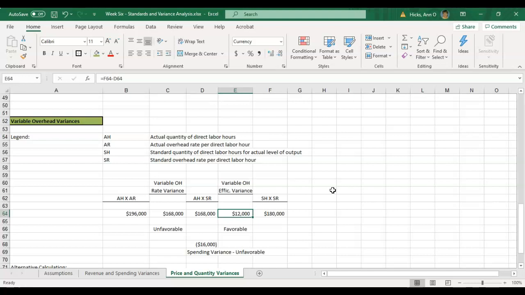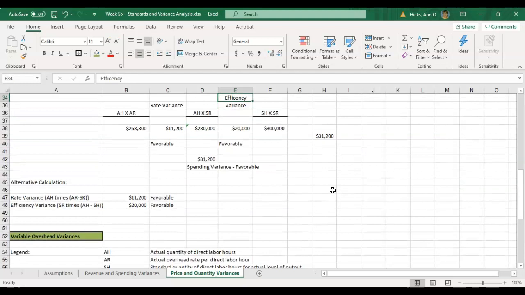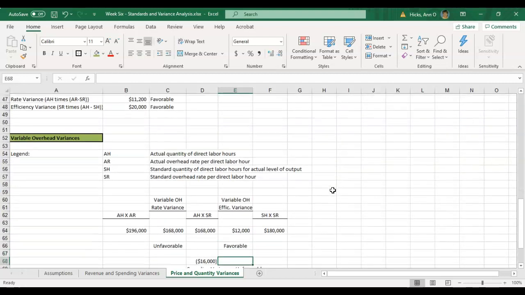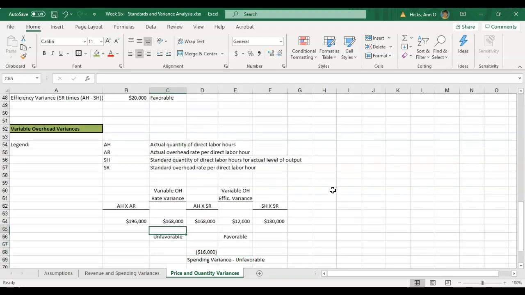It gives us information on controlling the allocation base, which in this case we already have because the allocation base was direct labor and we calculated that up here. So when you analyze your variable overhead variance, the variance that is the most critical is the rate variance. That's the one that gives you information on your variable costs. The efficiency variance just gives you information on how you're allocating the overhead.